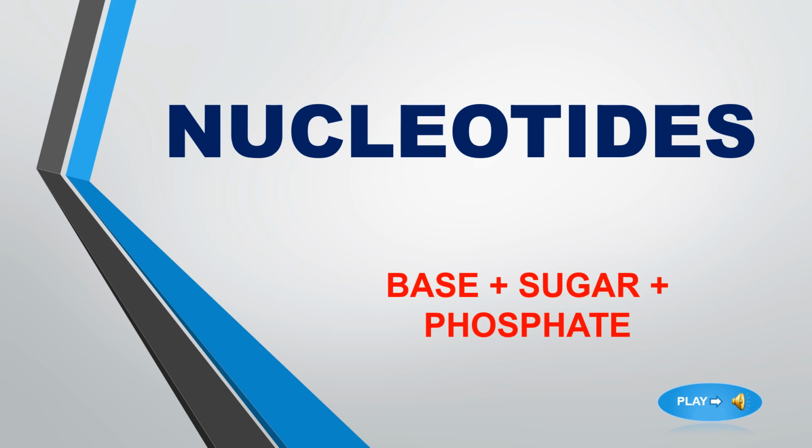And the next element is pentose sugar. Specifically, it is ribose and deoxyribose sugar. Ribose sugar is present in ribonucleic acid, that is RNA, and deoxyribose sugar is present in deoxyribonucleic acid, that is DNA. And the third element is phosphoric acid or phosphate.